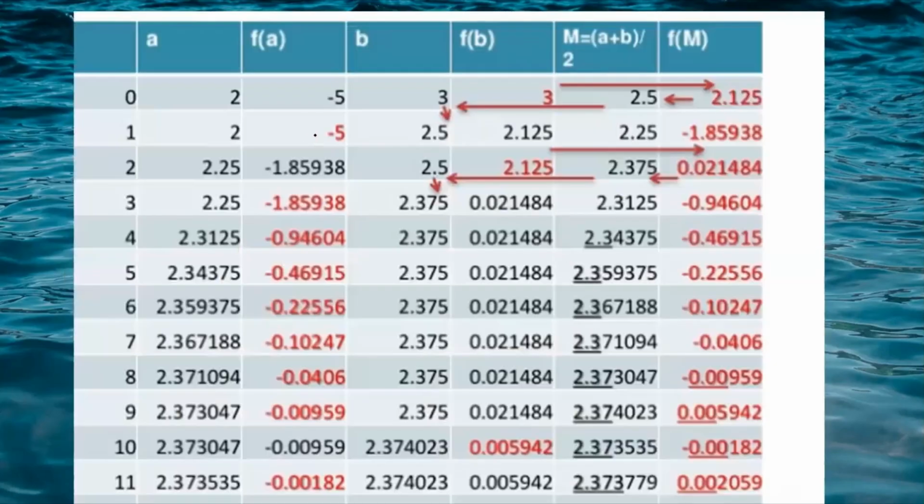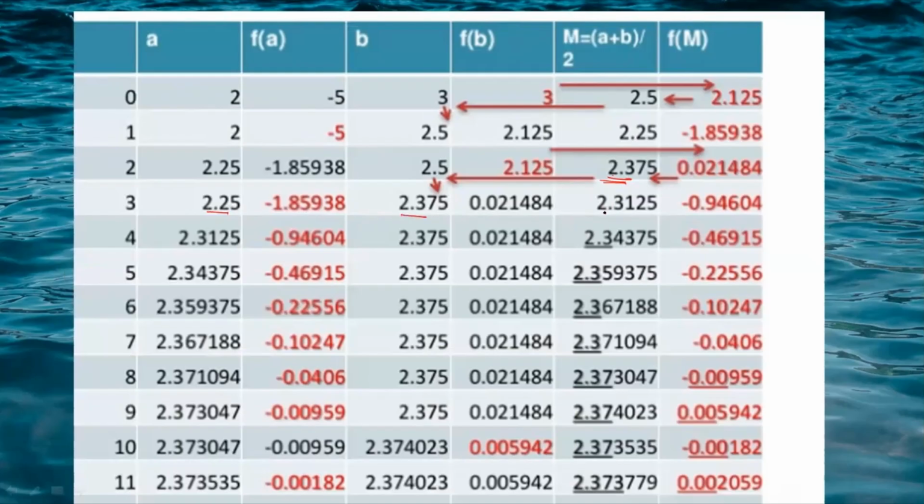See, I have made it into a table. See here: A, f of A, B, f of B and f of B by 2. We are up to here, I have already explained. See here, it is greater than 0. So 2.375. The root lies between one negative value and one positive value. So your root lies between 2.25 and 2.375.